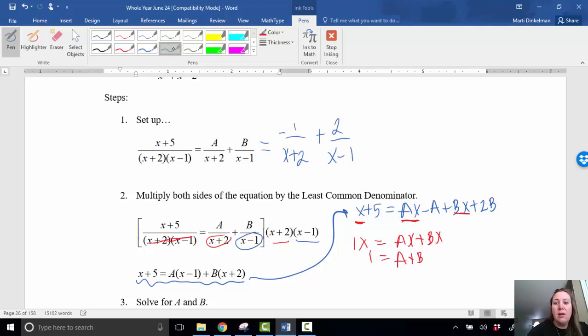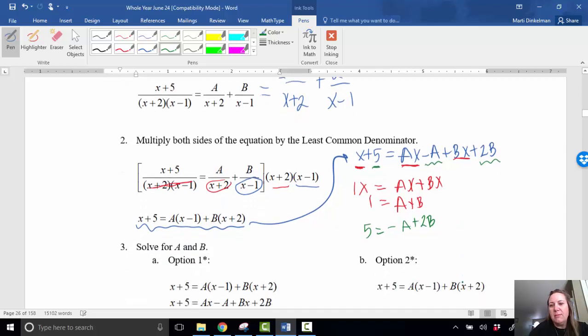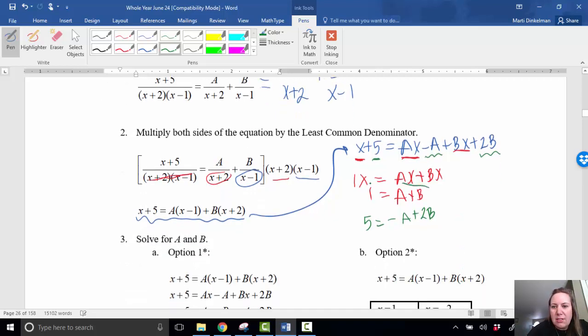So now let's look at just the constants. So that 5, again, think like terms here. The only thing that's going to allow us to equal up to a 5 is going to be -a and 2b. Okay, so now our job is to solve, and this looks a lot like a system of equations here. So I'm just going to take these two that I created, and it's actually set up really nicely for elimination. If I add both of these together, 1 plus 5 is 6, a and minus a is 0, and then b plus 2b is 3b.